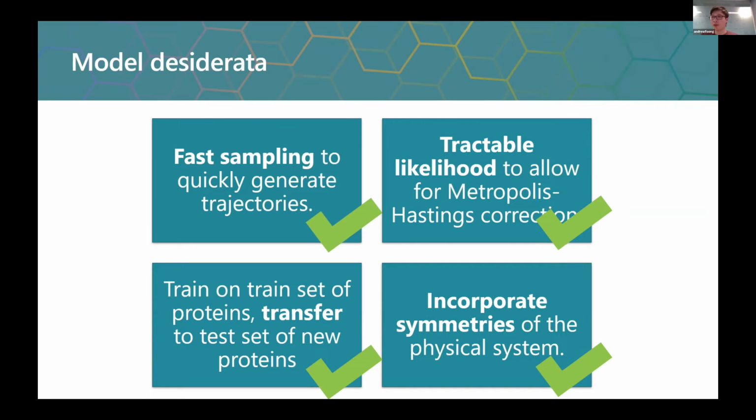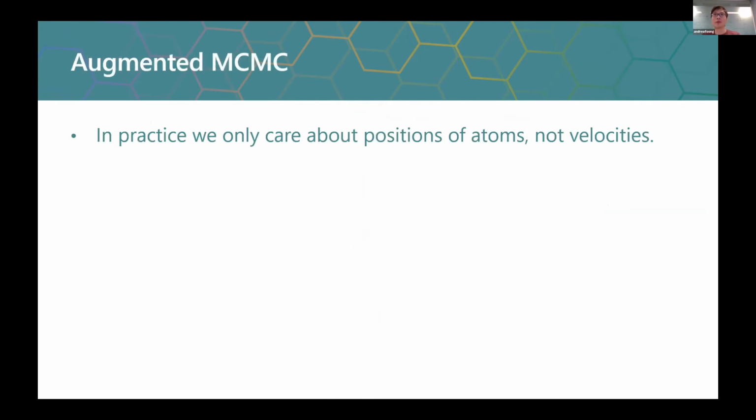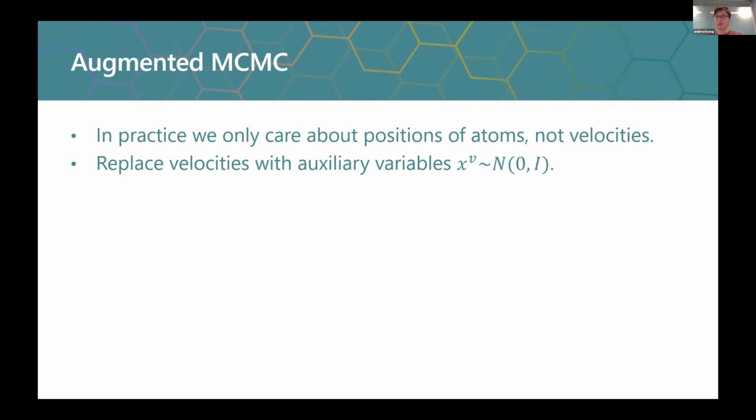So, okay, moving on. Now let's think about how we're going to use this in an MCMC scheme that is asymptotically unbiased. Of course, our network can learn stuff, but maybe it will learn rubbish. And how are we going to know whether what it's outputting is actually physically meaningful? The first thing to note is that in practice, we only care about the positions of atoms, not their velocities. Because of this, we're going to replace the physical velocities with auxiliary variables that we draw from a standard normal distribution.